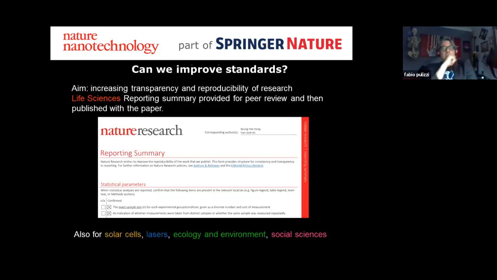This is the first thing that was introduced already a few years ago. In fact, Nature Nanotechnology introduced it in 2014, if I remember correctly, and it's the idea of a reporting summary in the life sciences. It was noted particularly by pharmaceutical companies that there was a real difficulty in reproducing some results, because very often the results in publications were reported in different ways from one publication to the other. So there was a discussion at publisher level with various funders and representatives of academia about what the minimal reporting standard for a paper in the life sciences should be.